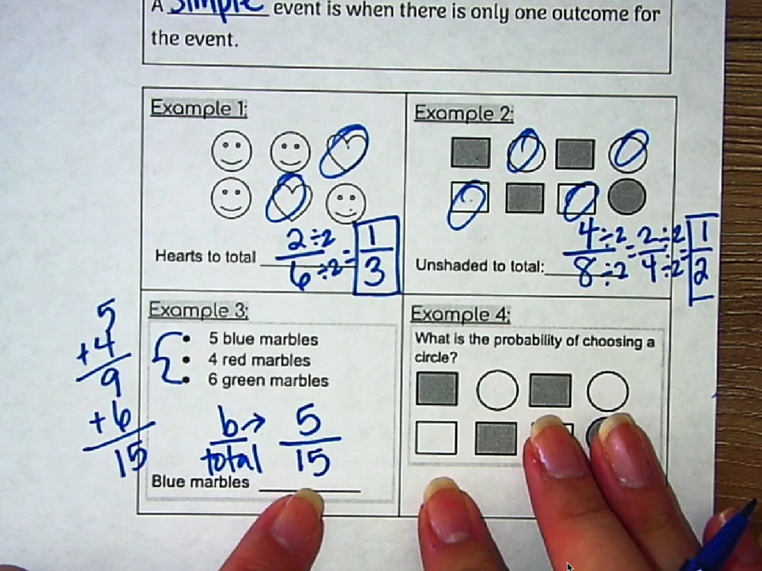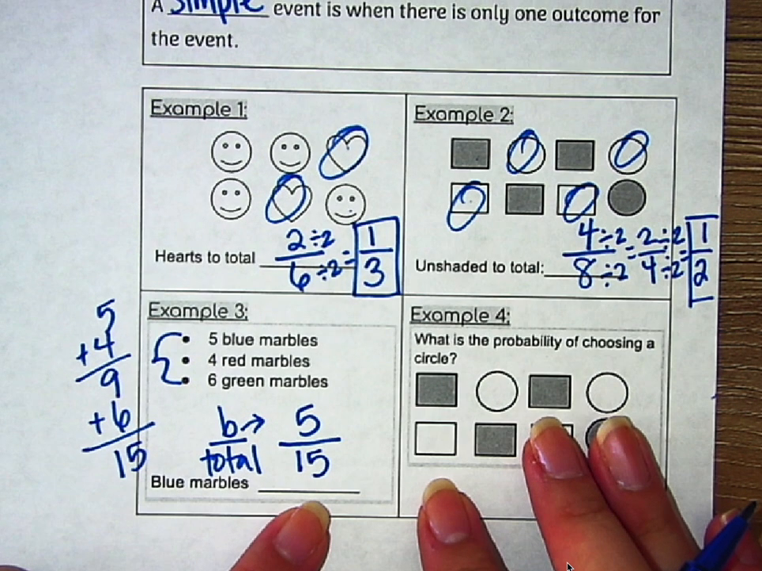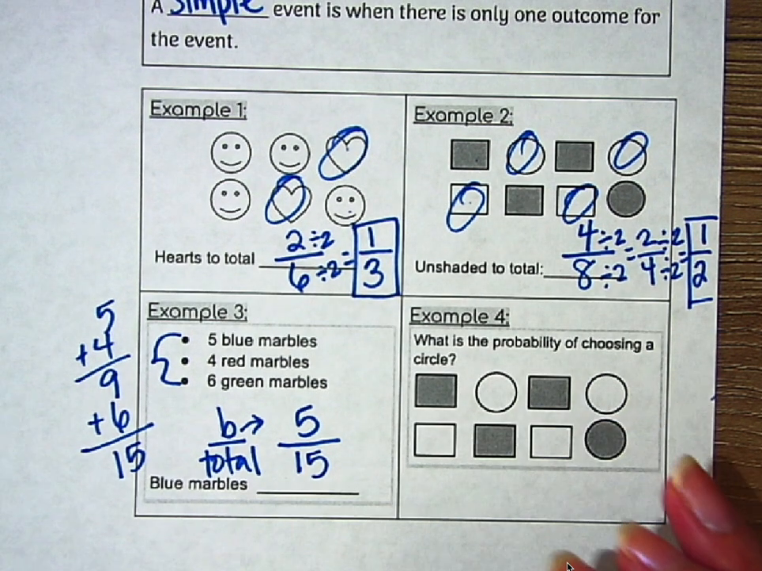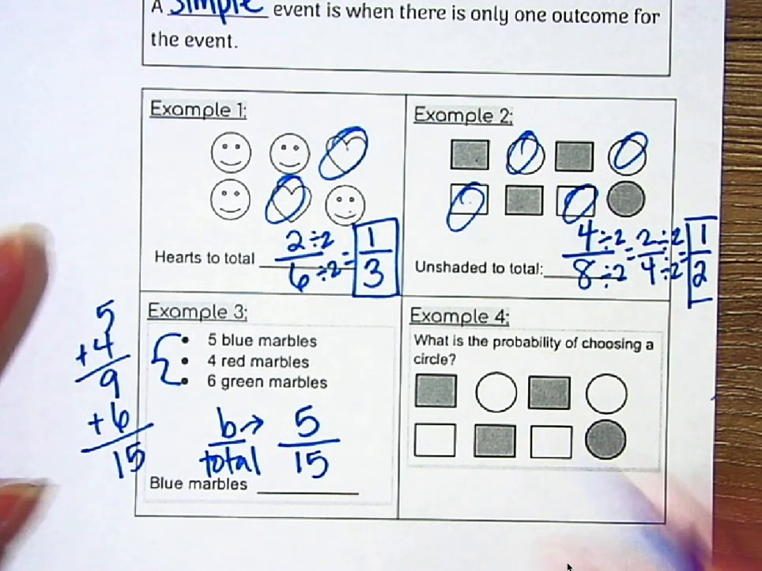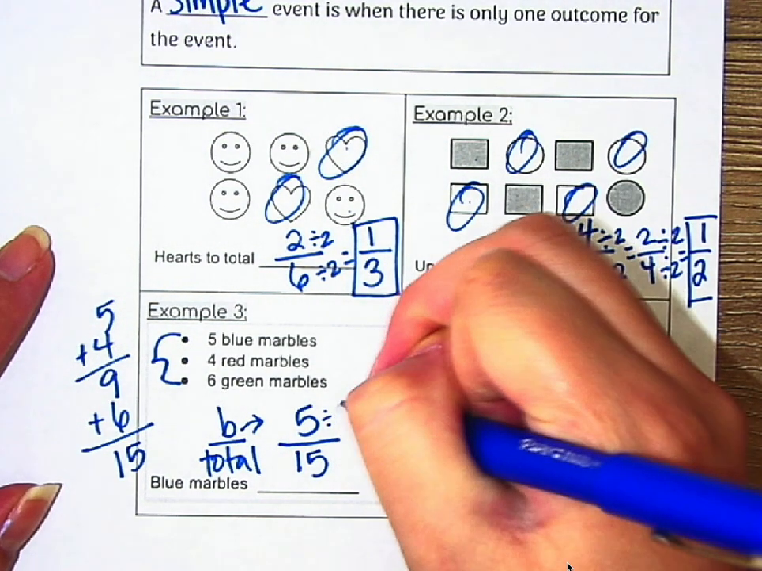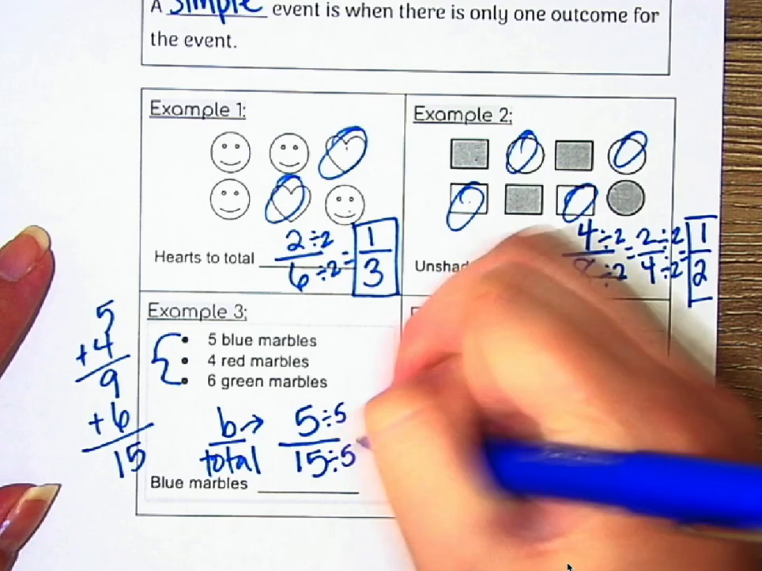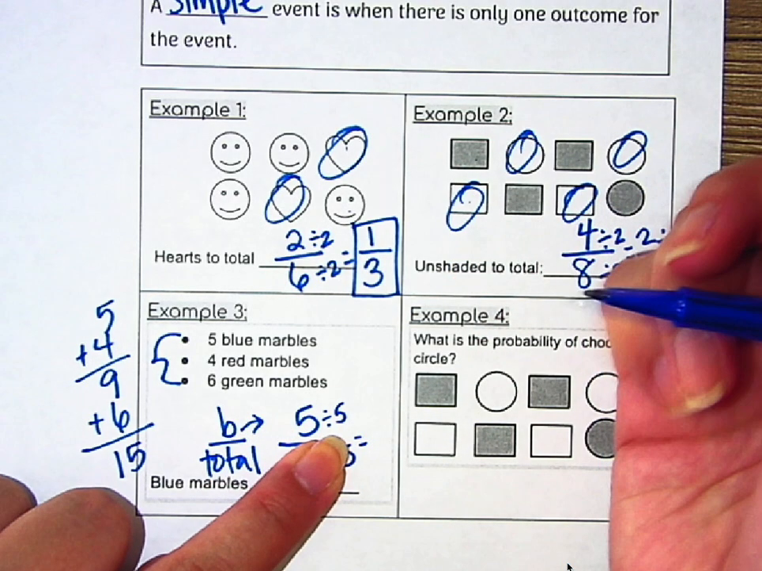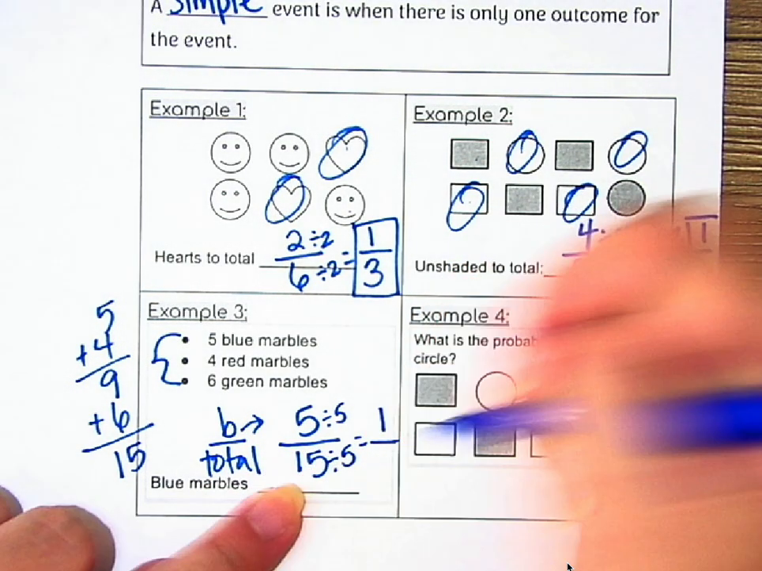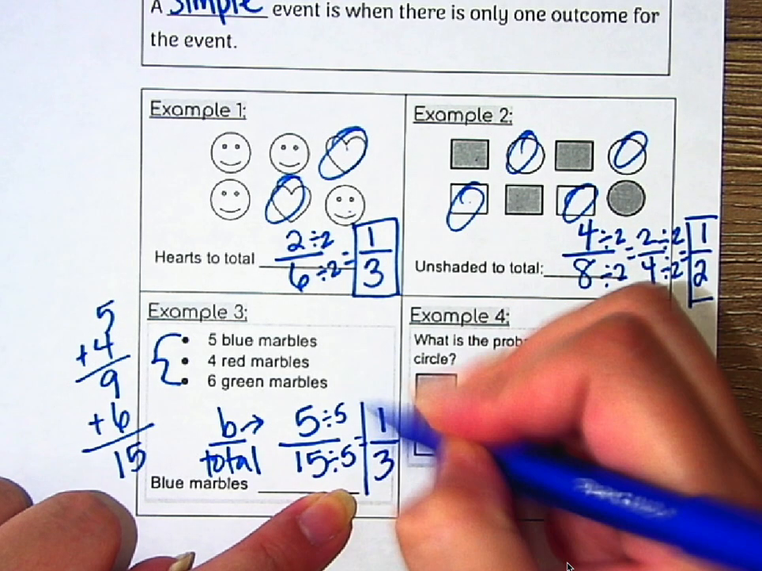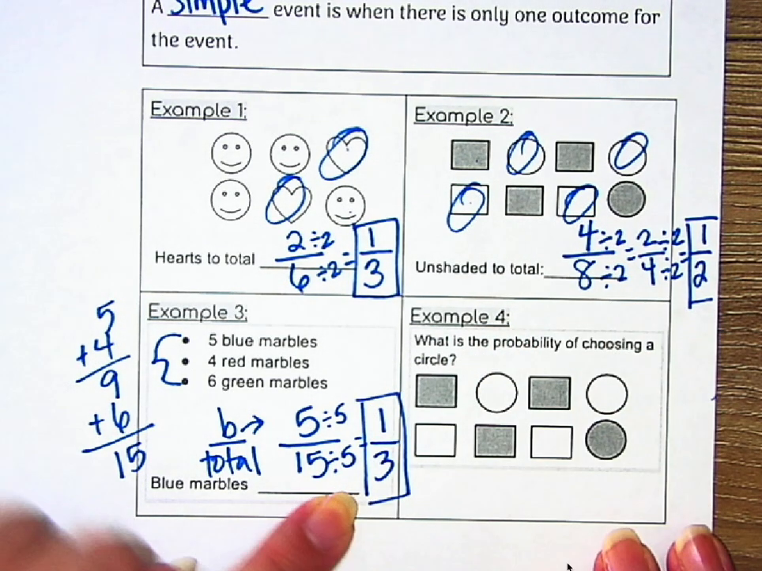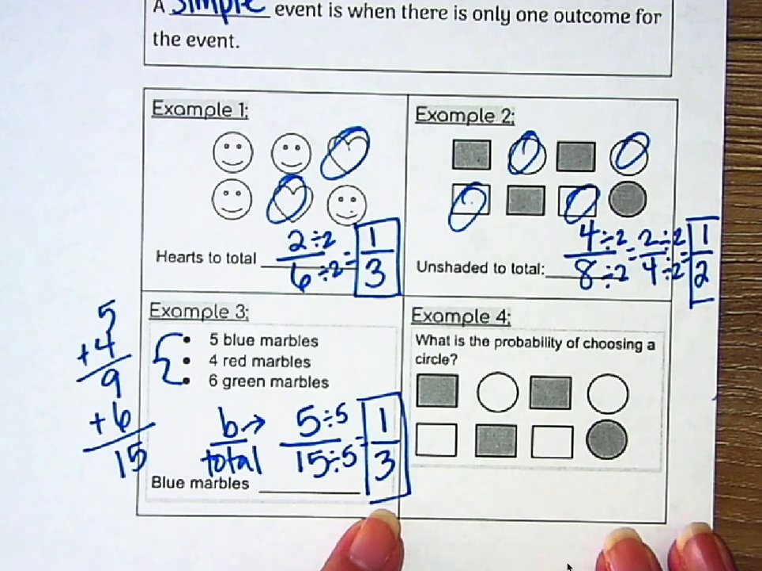I can already see that this can become smaller. I'm going to either divide by 2, 3, or 5. I'm going to divide by 5. So I get 5 divided by 5 is 1, and 15 divided by 5 is 3. So it's the smallest I can go, and I'm going to box my answer, okay?